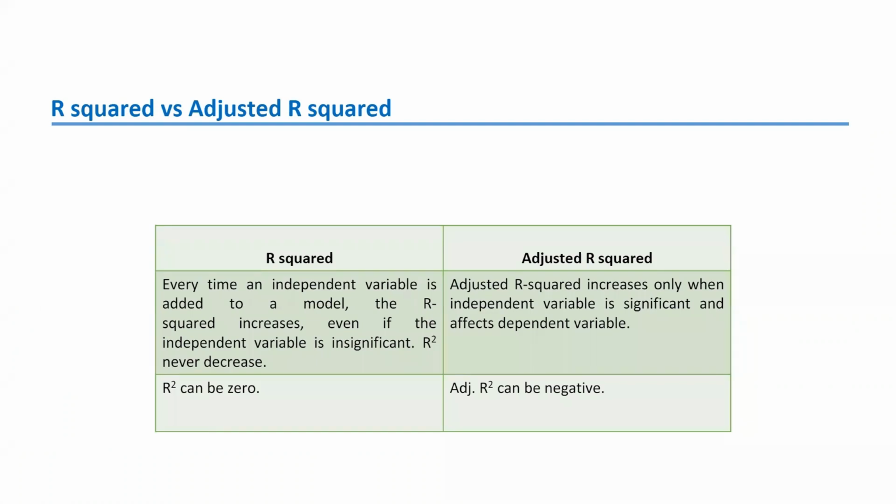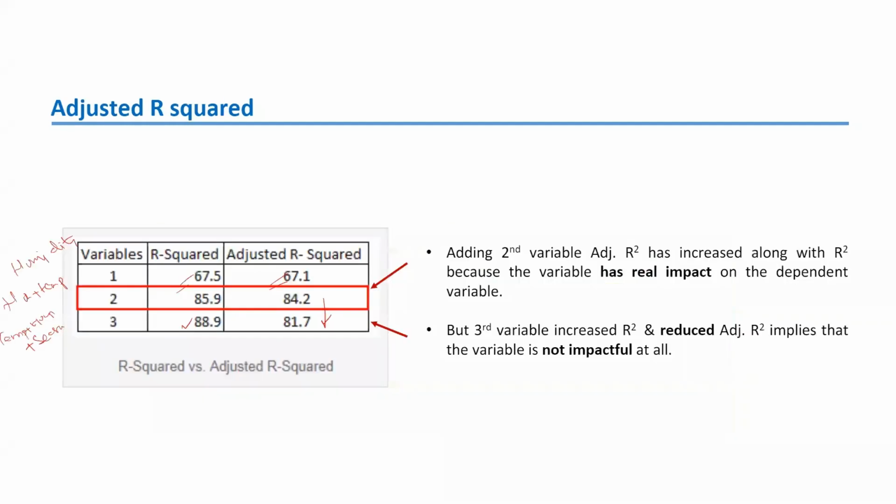Every time an independent variable is added to our model, the R square increases even if the independent variable is insignificant. R square never decreases. So as and when you add more variables, for example, if there are four variables here, your R square will probably increase. It will be, say, 90.